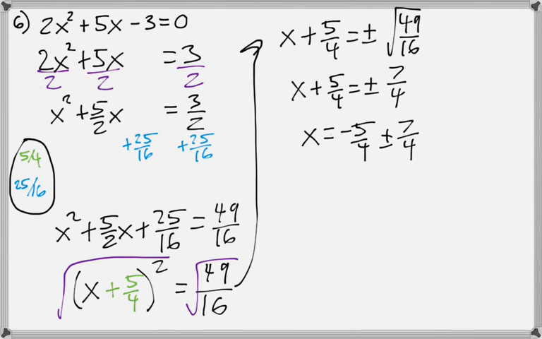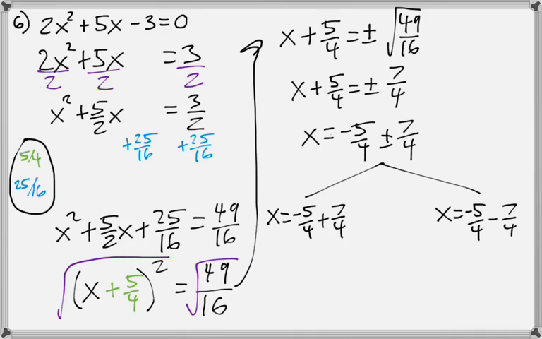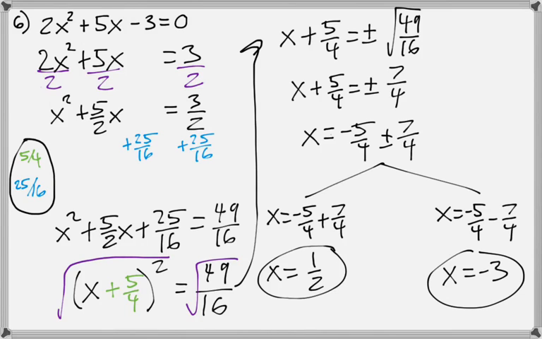Now because I don't have any radicals left, I can actually combine these. So the left branch is going to turn into a 1/2, and the right branch of the problem is going to be -3. So those will be your two answers.